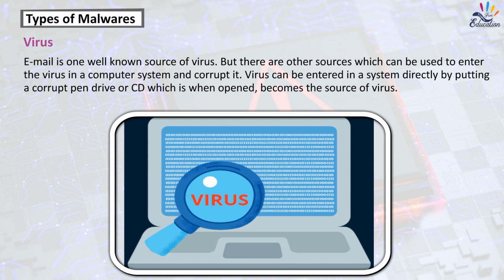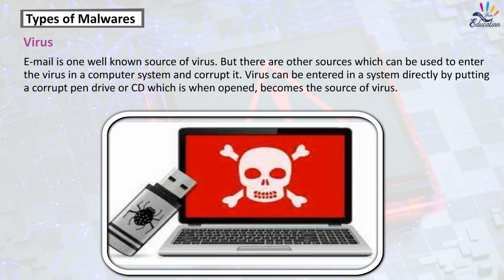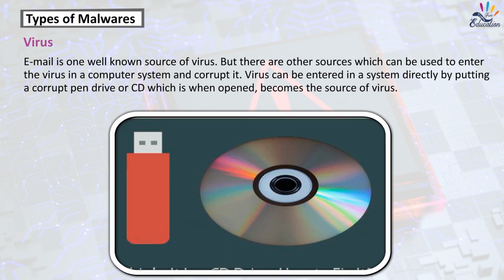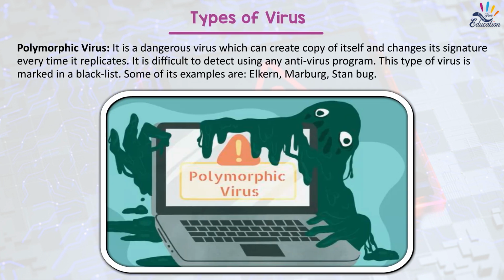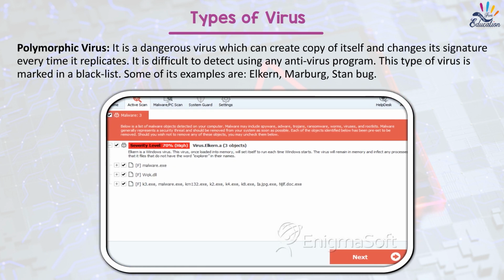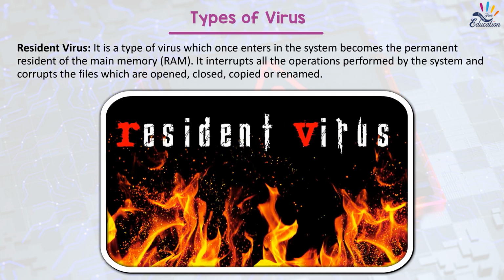Virus can be entered in a system directly by putting a corrupt pen drive or CD, which when opened, becomes the source of virus. Types of virus. Polymorphic virus. It is a dangerous virus which can create a copy of itself and changes its signature every time it replicates. It is difficult to detect using any antivirus program. This type of virus is marked in a blacklist. Some of its examples are Elkern, Marburg, Stanburg.